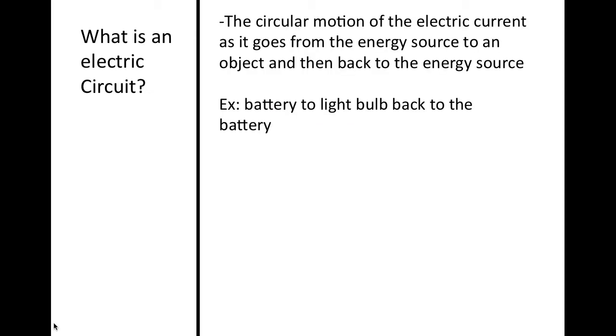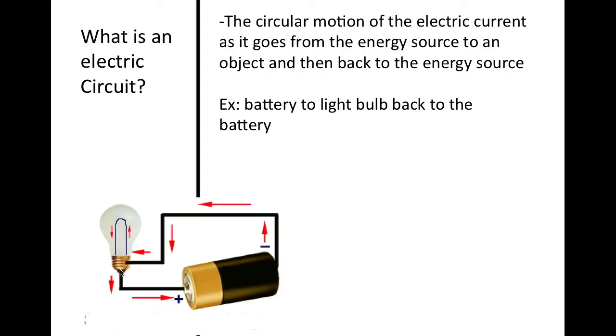What is an electric circuit? It's the circular motion of electric current that goes from the energy source to an object and then back to the energy source. One example is a battery to the light bulb back to the battery. For example, here we see the battery that is hooked up with a wire to the light bulb that is connected back to the battery here. So this is a complete loop.